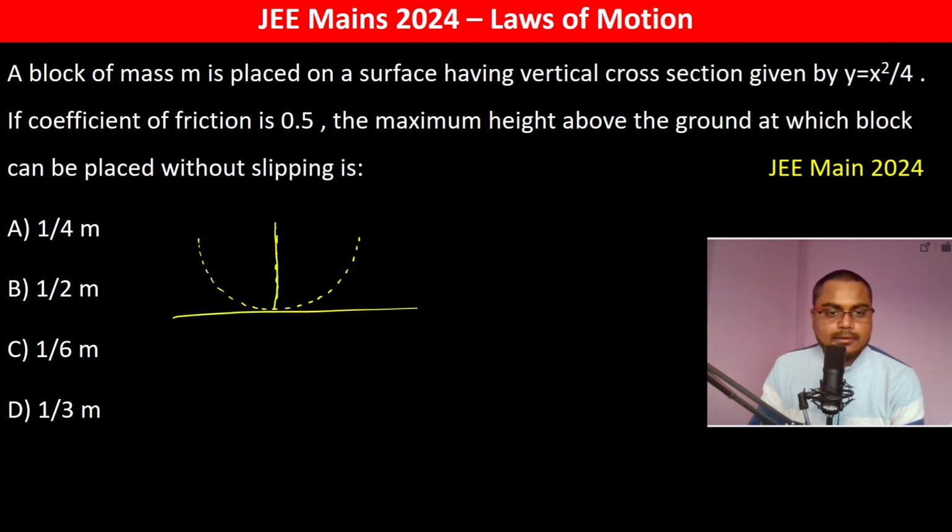This is x and this is y. If the coefficient of friction is 0.5, the maximum height above the ground at which the block can be placed without slipping. तो अगर ध्यान से देखिए इसका स्लोप जो है वो इंक्रीज हो रहा है क्योंकि y इज़ इक्वल टू x स्क्वायर बाय 4. So therefore dy by dx is equal to 2 into x by 4, which is equal to x by 2.